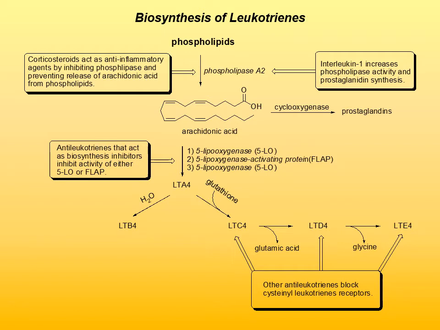And then there are different classes of anti-leukotriene medications, and some anti-leukotrienes act as biosynthesis inhibitors by inhibiting either 5-lipooxygenase or FLAP enzymes. And then other anti-leukotrienes act by blocking cysteinyl leukotriene receptors. So they don't affect synthesis. Leukotrienes are still synthesized, but anti-leukotrienes block action of those leukotrienes by binding preferentially to receptors and preventing leukotrienes from binding and activating the receptors.